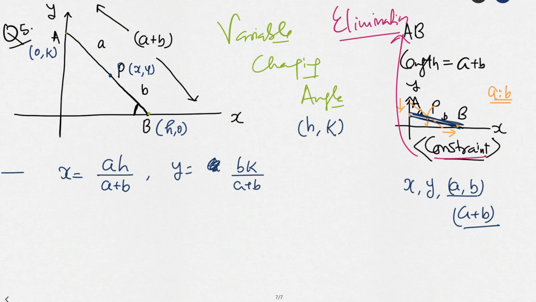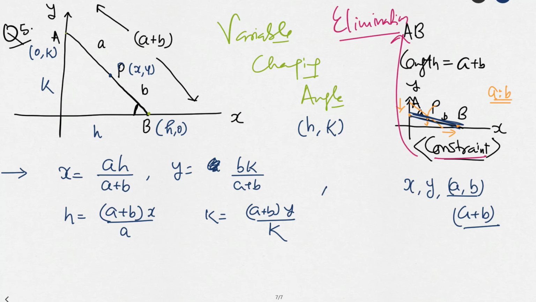Now what? We got it, right? X and y, h and k. There is one more thing here, right? The distance, or the length, is given: a plus b. This is h, this is k. So you can apply Pythagoras theorem also. So h will be (a plus b) x over a, and k is (a plus b) y over b.